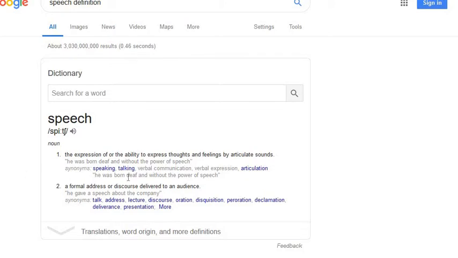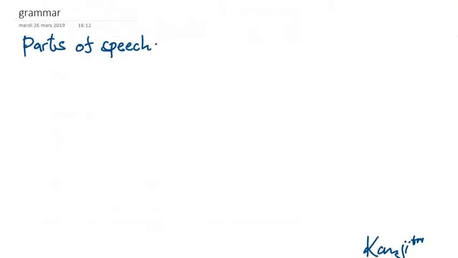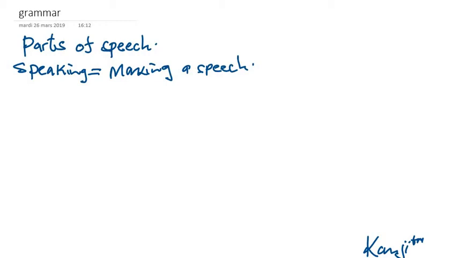Today we are going to look at parts of speech. What is speech? Speech is the ability to express thoughts and feelings by articulate sound, which may refer at the same time to speaking. So, speaking, like I just said, might also mean making a speech. And to speak or make a speech, we use words.